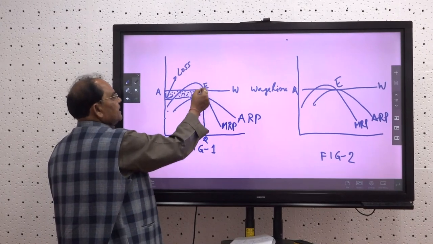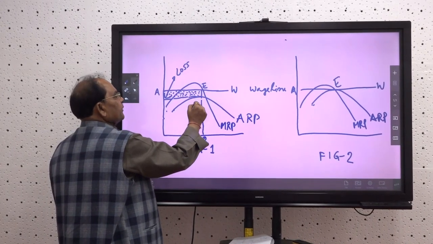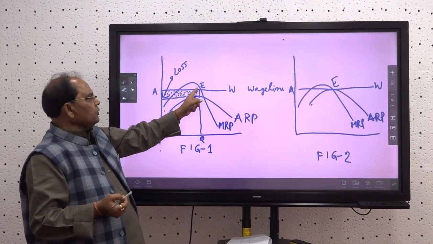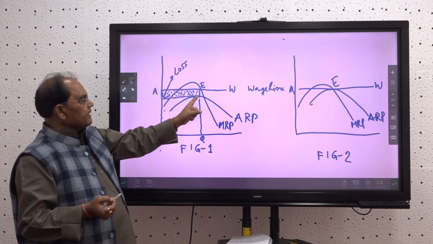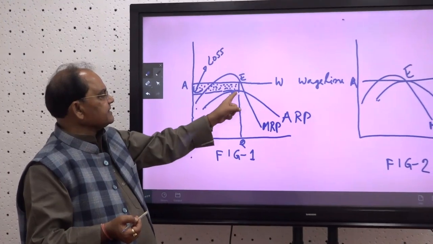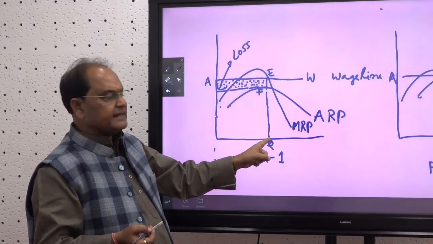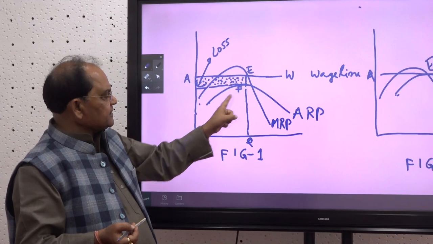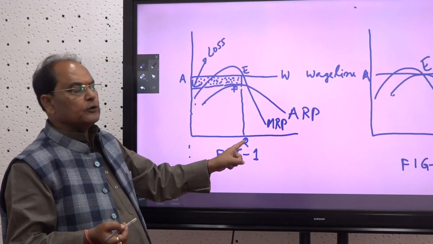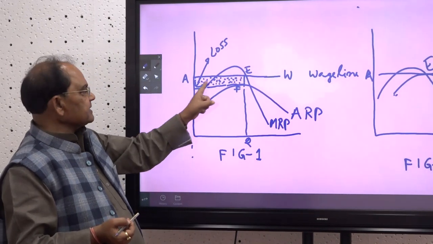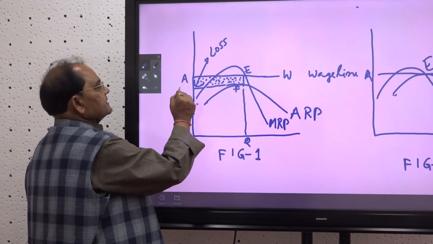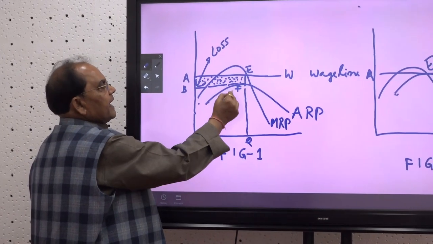And from E, say this point is F. So what is the amount of wages? The wages have been decided. This is the wages EW and this is the revenue productivity of labor. The revenue productivity is how much? FQ. And the wages being paid are EW. So there is a loss. And this loss has been denoted by this dotted area. Let us see, this is ABFE.